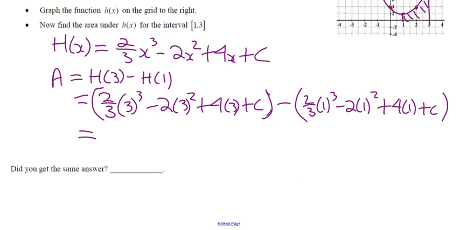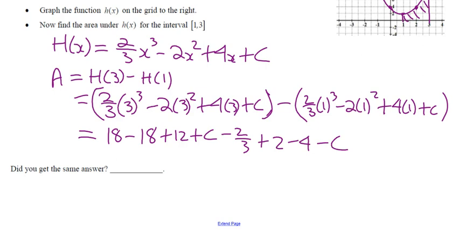Alright, so kind of simplifying where we can, this 3 is going to take that to 3 squared. We're going to get 18. That's 9 minus 18, plus 12, plus c, minus 2/3, that's your plus 2, minus 4, minus c. Okay, so the 18 minus 18, 12 plus 2, so the c and minus c. So that's 14 minus 4 is 10. 10 minus 2/3 is 9 1/3 square units.